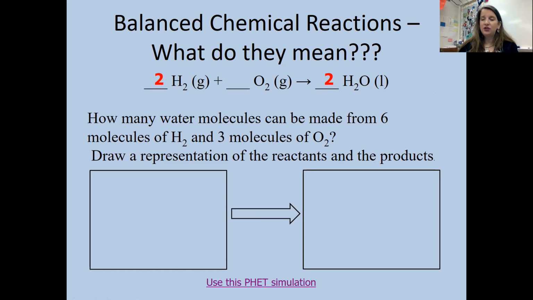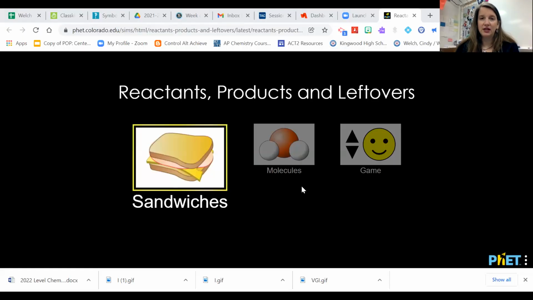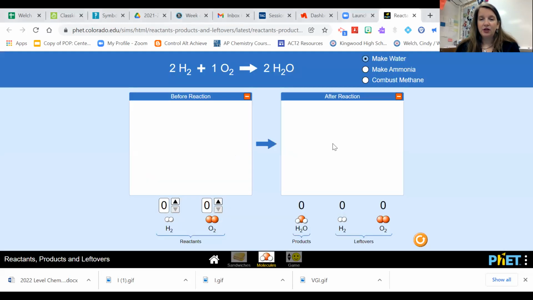All right. I do want to show you something. I'm going to use this simulation down here. I have to stop sharing this screen. And I'm going to go to this PhET website. And you are more than welcome to get on your own and play around with this and see how it works. I'm going to go to molecules here. We're going to make water.